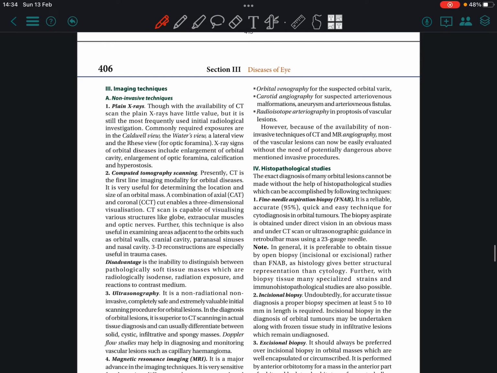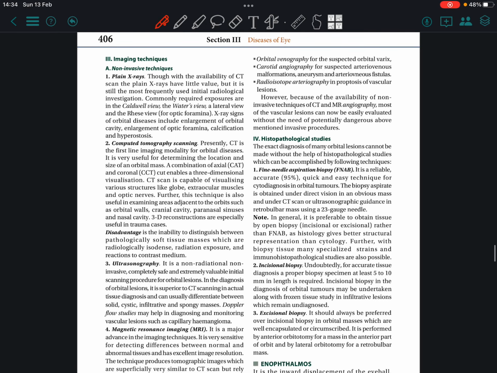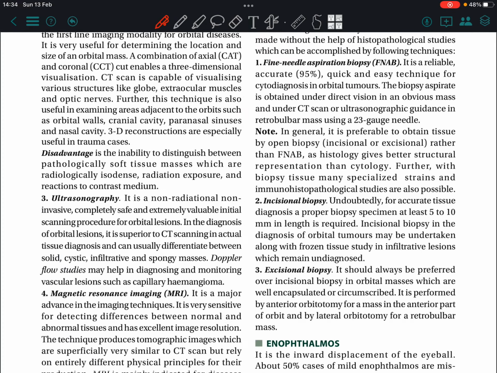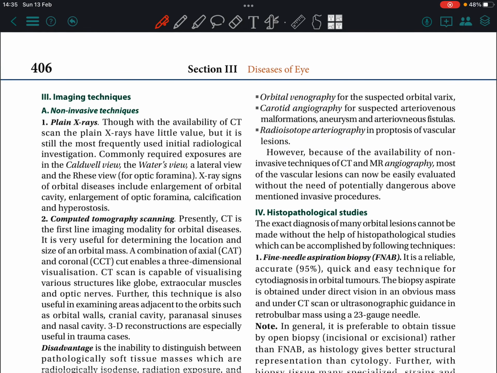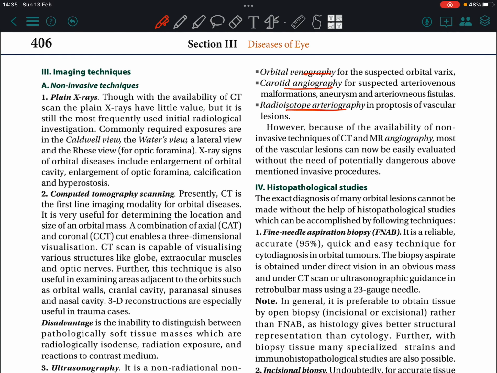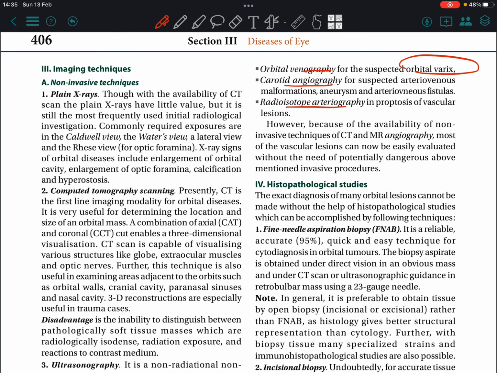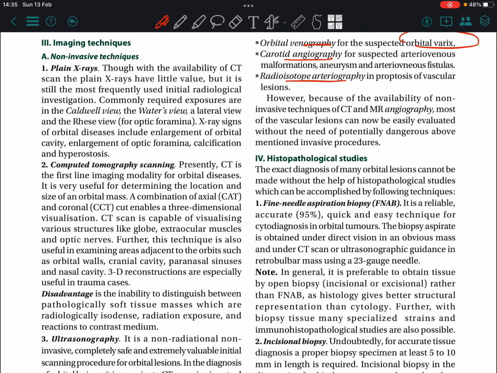Imaging techniques. Non-invasive techniques: plain X-ray, CT scanning, ultrasonography, magnetic resonance imaging. Invasive procedures: orbital venography, carotid angiography, radioisotope arteriography. These are used as follows: orbital venography for orbital varix, carotid angiography for suspected arteriovenous malformation, and radioisotope arteriography in proptosis of vascular lesions.